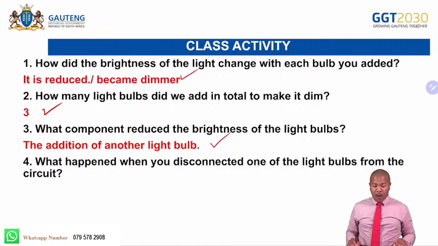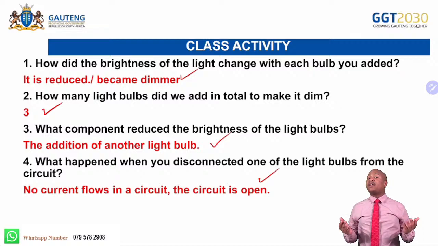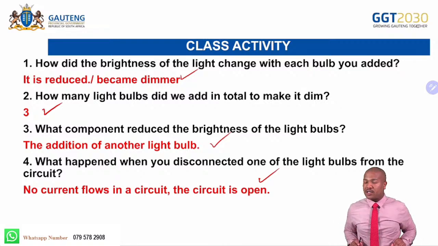Number 4, what happened when you disconnected one of the light bulbs from the circuit? This is what happened. No current flowed in the circuit. The circuit was open. So now take a minute to copy down these corrections.